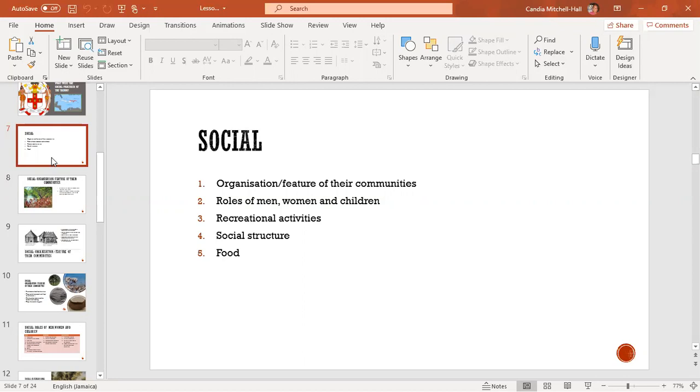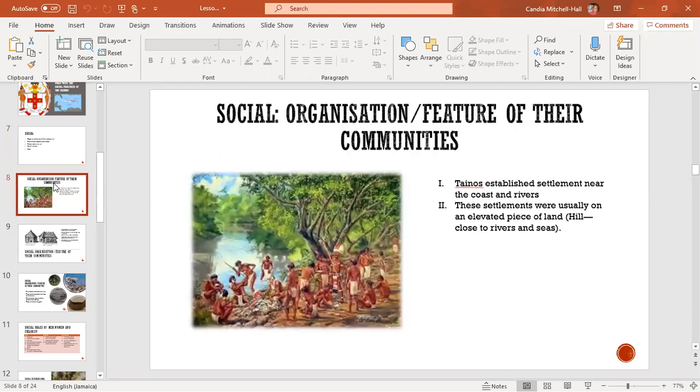Their social structure. Remember, in society, we have people, and society is divided by classes. Who is on top? Who is in the middle of the society? Who is at the bottom of the society? Food. Social life also has to do with food, what type of food they ate, or what they lived in. All right?